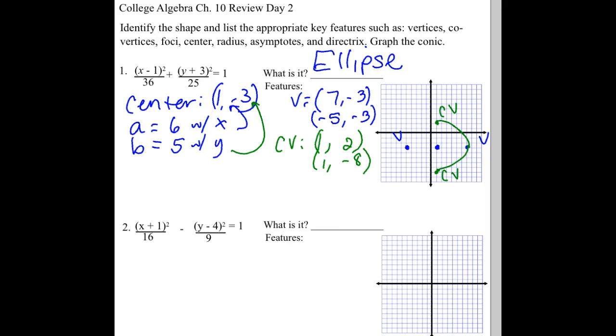What have I not put in here yet? The foci. So let's figure out the foci. To do that, we need to know C. And what was the relationship for A, B, and C in an ellipse? Okay, so it would be a squared minus b squared square rooted, right, to get C. So 36 minus 25 is how much?